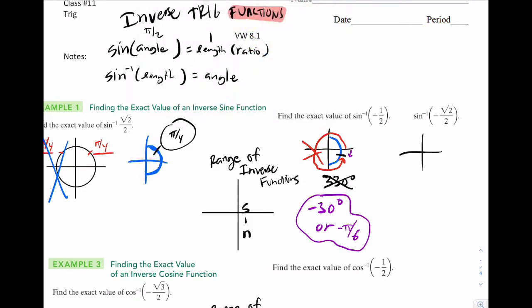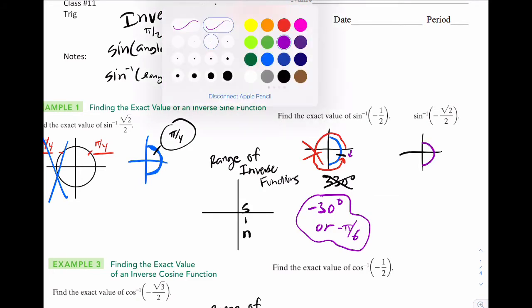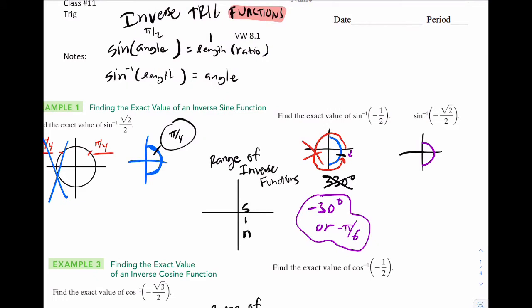Following the same process, let's highlight quadrants 1 and 4. We know negative root 2 over 2 would happen down here. The answer is negative 45 degrees. I'm using both, so actually I'll put or negative pi over 4. If it doesn't specify, you could use either radians or degrees. I'm fine with either.